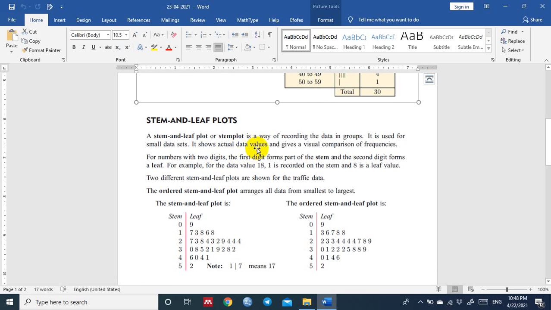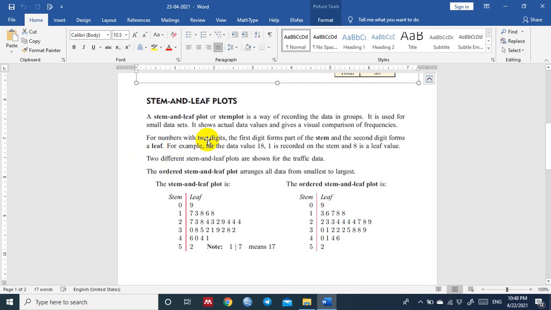It shows the actual data values and gives a visual comparison of the frequency for the number of two digits. The first digit forms part of the stem and the second digit forms a leaf. So the first here represents the first digit and this is for the second digit. For example, for the data value 18, the ten digit is 1 and the second digit, which is called the one digit, is 8. So 1 is recorded on the stem and 8 is recorded on the leaf.